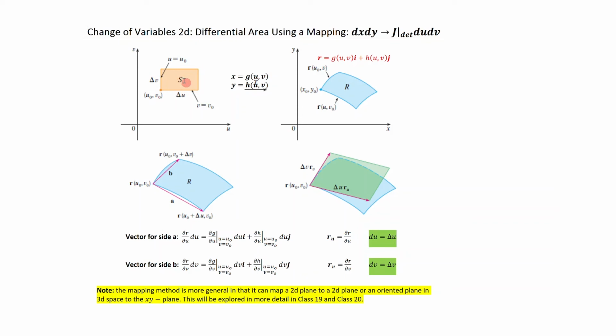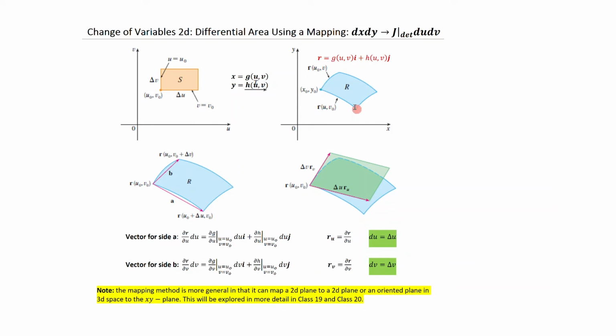This is a region S in the UV plane, and you want to transform that to an object in the XY plane. So what you see here is some point U0, V0. You make a perturbation delta U this way, and delta V in this direction. Here, you're holding U constant. Going along here, you're holding V constant. And then you have the transformation, x in terms of uv, y in terms of uv. So this transforms into this object that you see here.